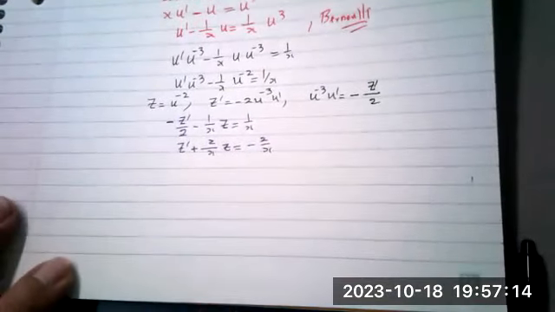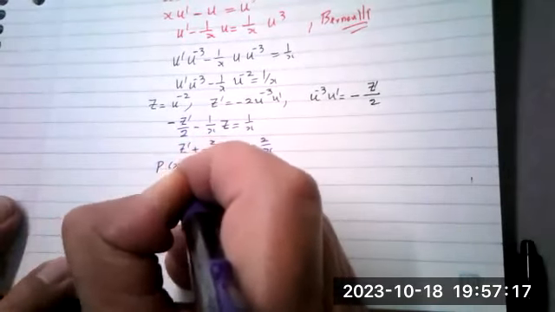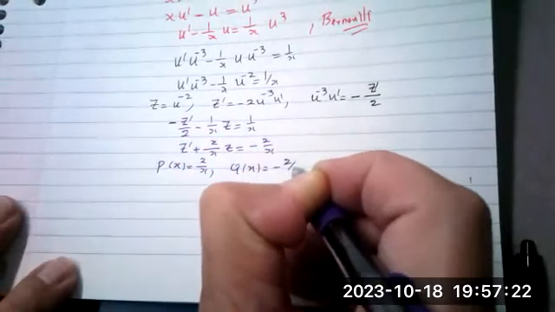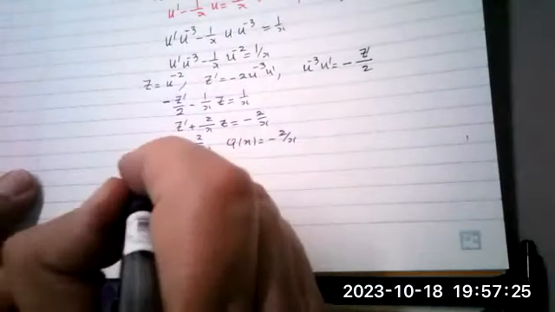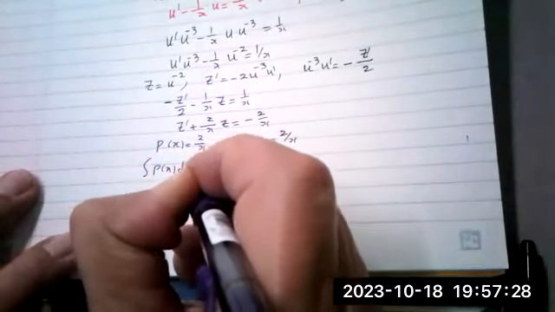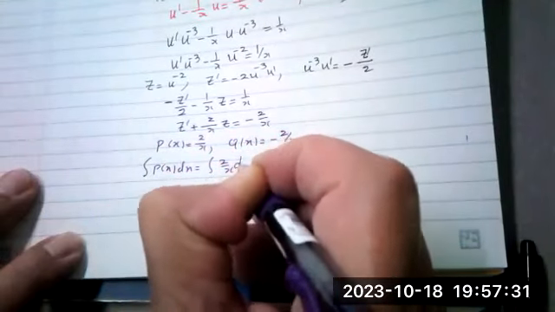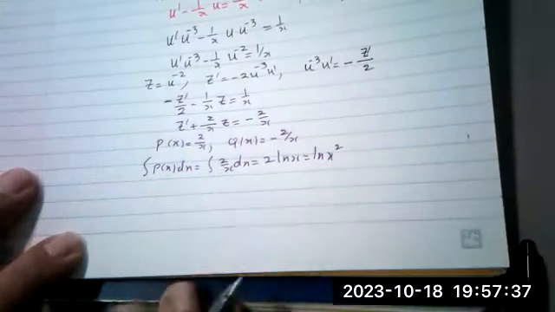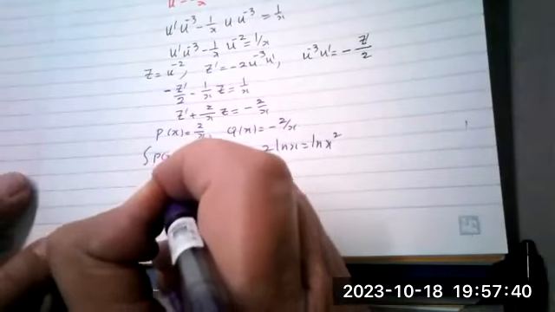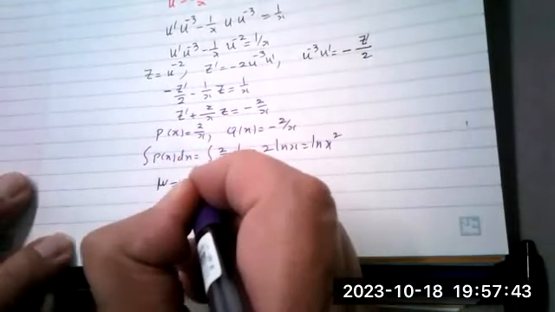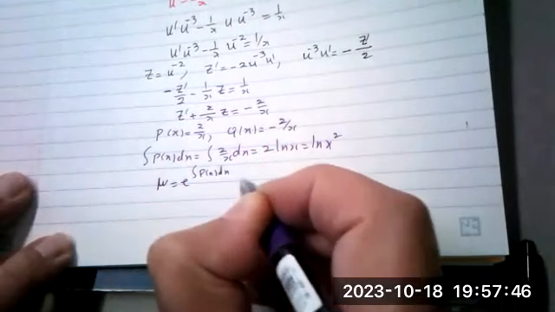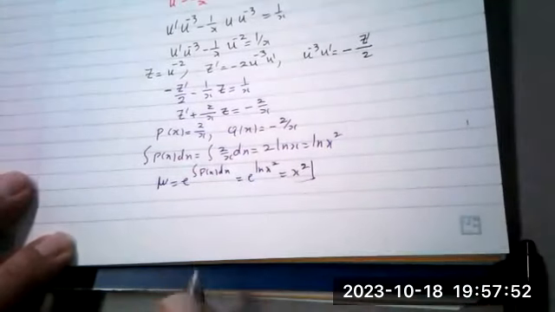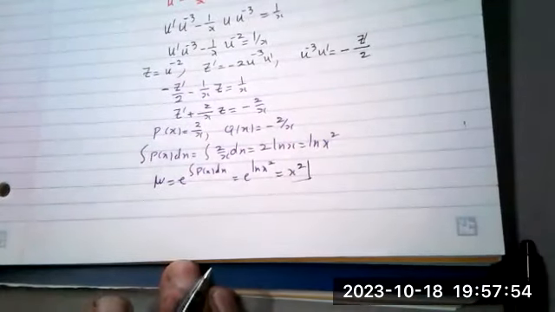So that gives you z prime plus 2 over x z equal to negative 2 over x. Now this is a linear equation with p of x equal to 2 over x and q of x equal to negative 2 over x. Integrating factor: integral of p x dx would be integral of 2 over x dx. That gives you 2 ln x or ln of x squared. So your integrating factor mu would be e to the integral of p x dx, which is e to the ln of x squared, which is equal to x squared.